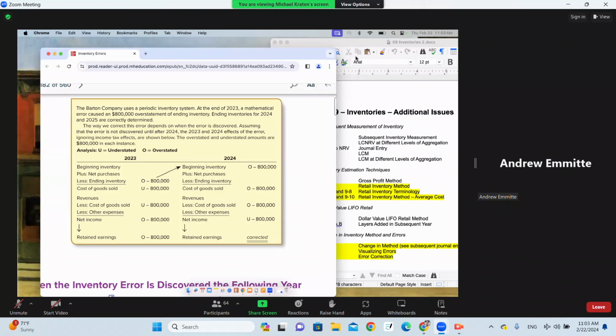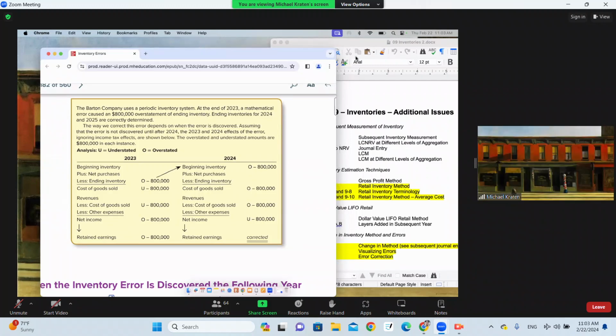Yes. So is this just like a law of accounting that it'll just correct itself in the next year? So like if I accidentally understate something in 2023, can I just not worry about it in 2024 and it'll just fix itself? Or do I still need to keep an eye on it?